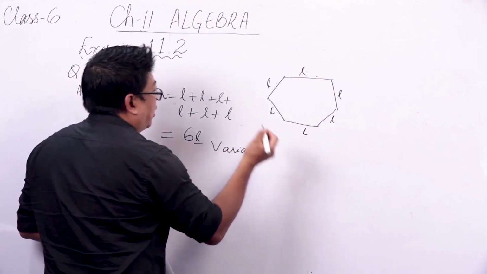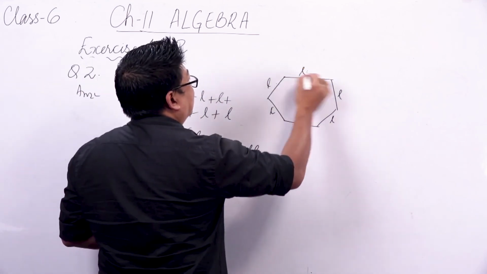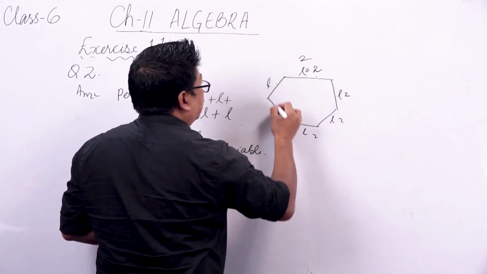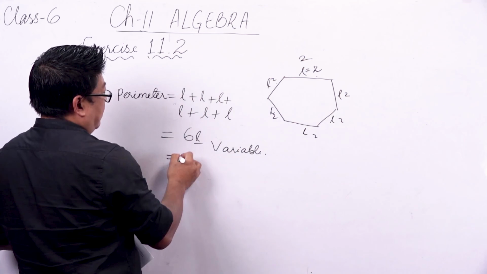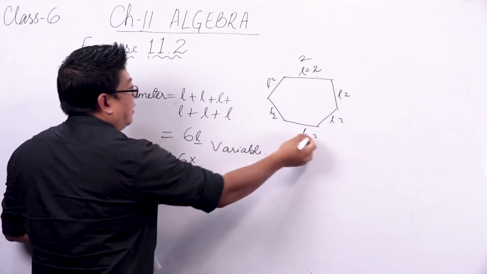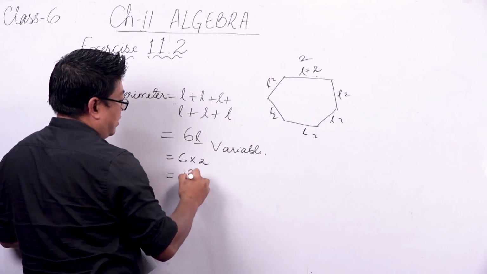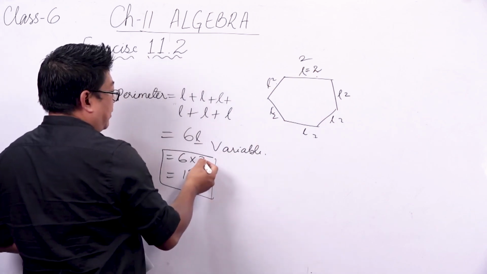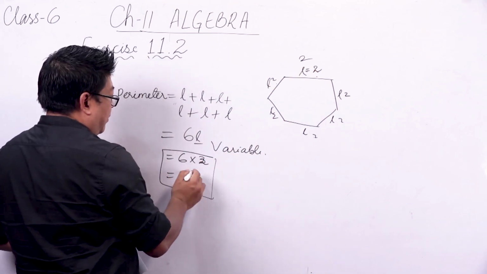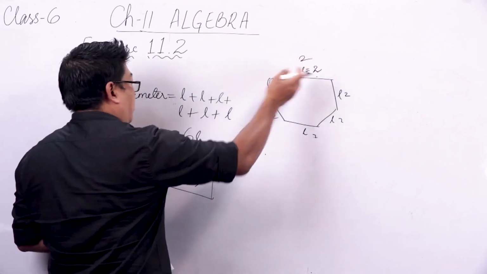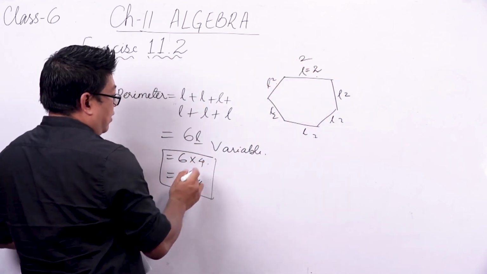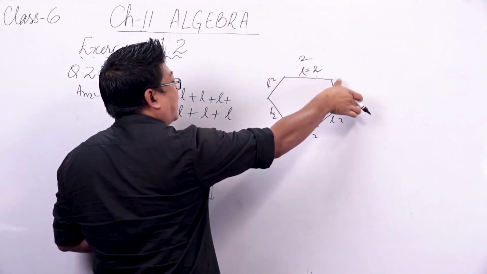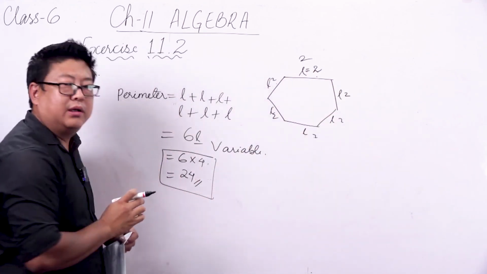variable, because if this length is 2, your L will be equal to 2. That means all of this will become 2, right? So to get the perimeter, 6 into, in place of L, I will write 2. 6 into 2 is 12, okay? So if the length is 3, it will become 3 and it will become 18, right? So if it is 4, here we will write 4 and it will become a different number again. So according to the length of the side of the hexagon, the answer will vary.